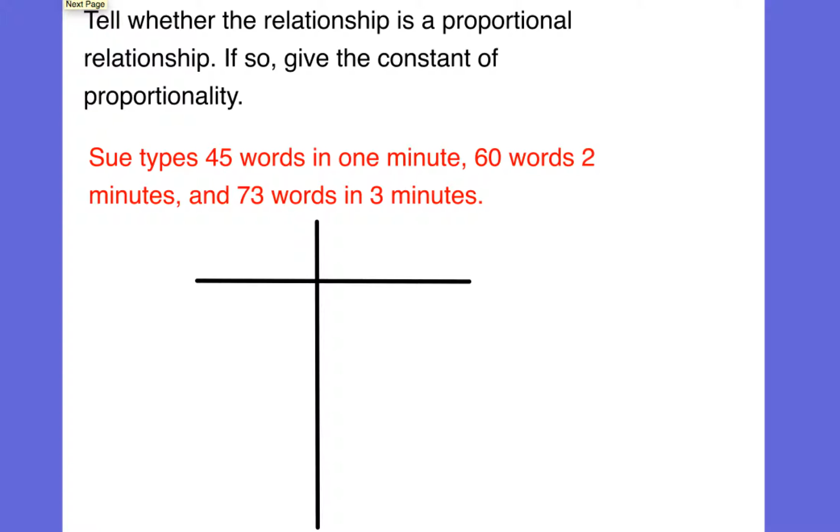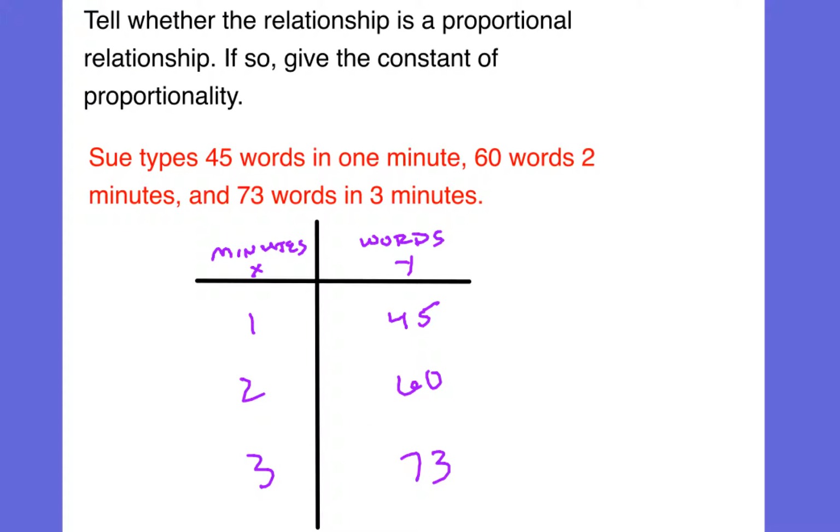So again, same idea. I have a situation here, and I want to tell if it's a proportional relationship, and then I want to give my constant of proportionality. So Sue types 45 words in 1 minute. So again, I'm going to use minutes, my unit of time, as my x, and then use the amount of words, my action, as my y. So 1 minute, 45 words. 2 minutes, 60 words. 3 minutes, 73 words.